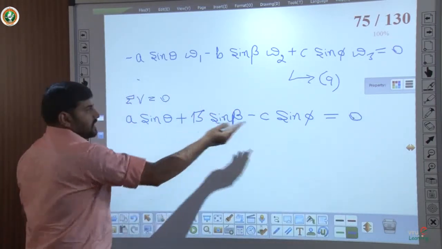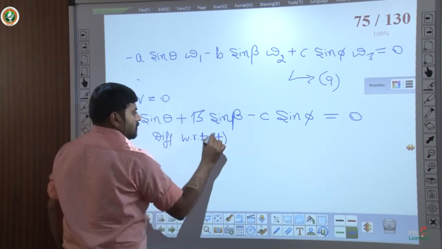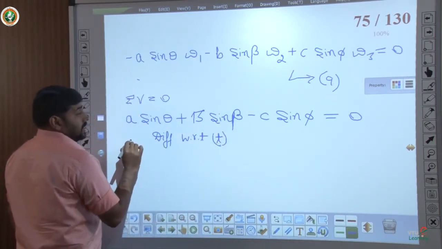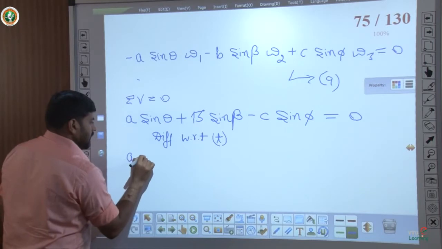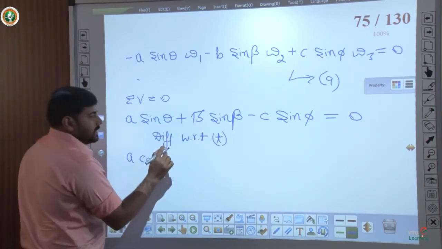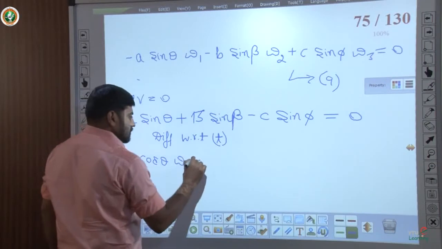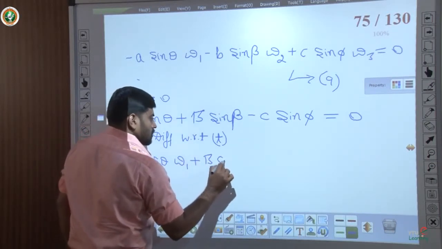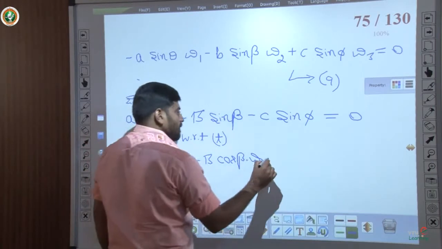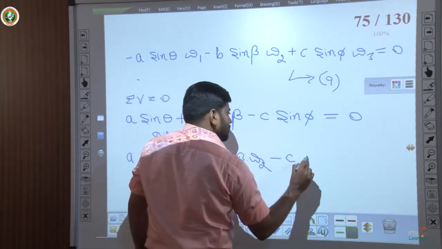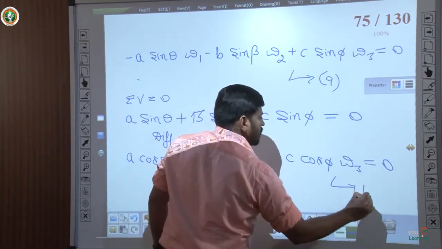So I want acceleration, so therefore differentiate this with respect to time. If I differentiate with respect to time, I will get the angular velocity equation in terms of omega, as differentiation of sin theta is plus cos theta. So I will get a cos theta, d theta by dt is omega 1, just now I have explained. So d theta by dt is omega 1, plus we have b cos beta omega 2, that is d beta by dt is omega 2. Now minus c cos phi omega 3 is equal to 0. This is equation number 10.